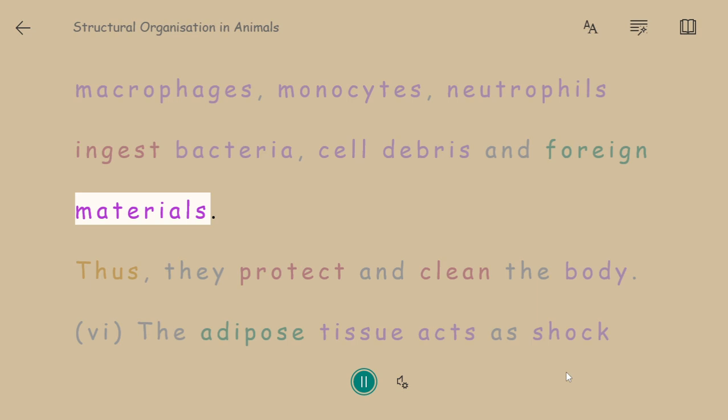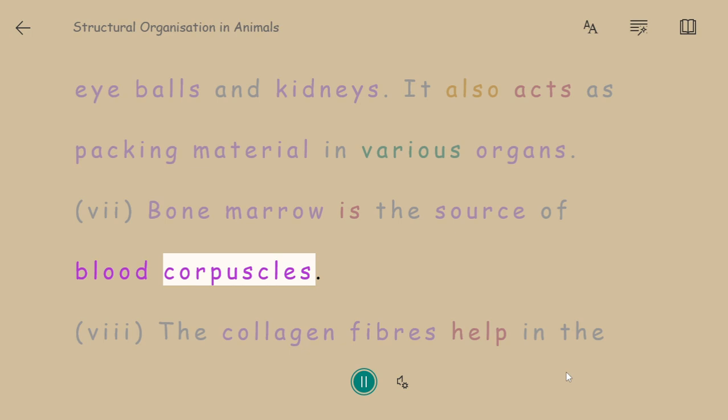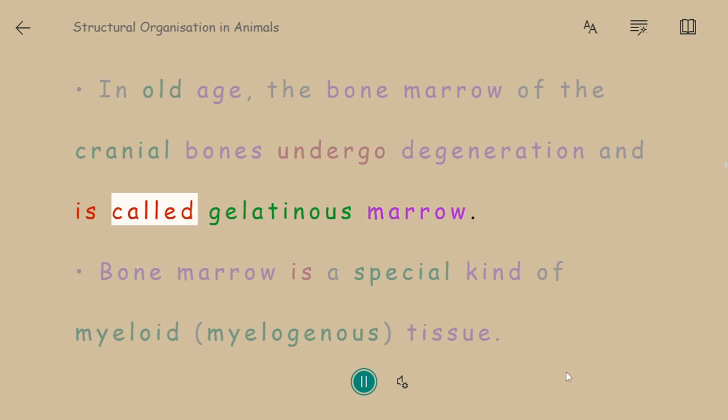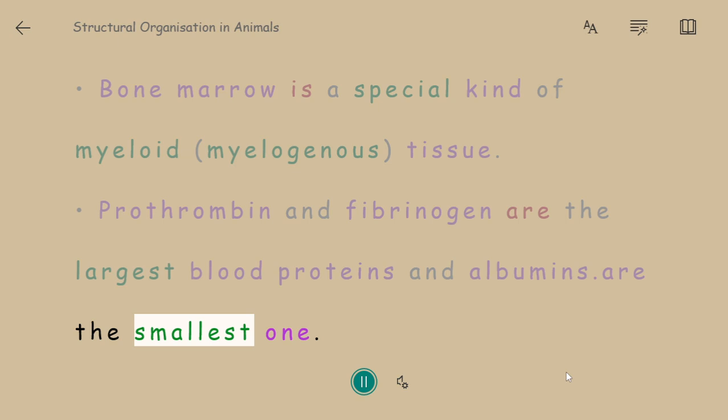6. The adipose tissue acts as shock absorber around some organs, such as eyeballs and kidneys. It also acts as packing material in various organs. 7. Bone marrow is the source of blood corpuscles. 8. The collagen fibers help in the repair of injured tissues. Note: in old age, the bone marrow of the cranial bones undergoes degeneration and is called gelatinous marrow. Bone marrow is a special kind of myeloid, myelogenous, tissue. Prothrombin and fibrinogen are the largest blood proteins and albumins are the smallest one.